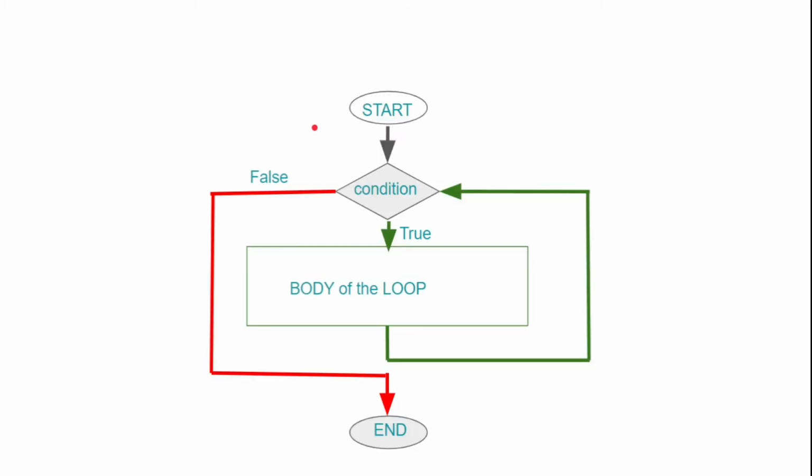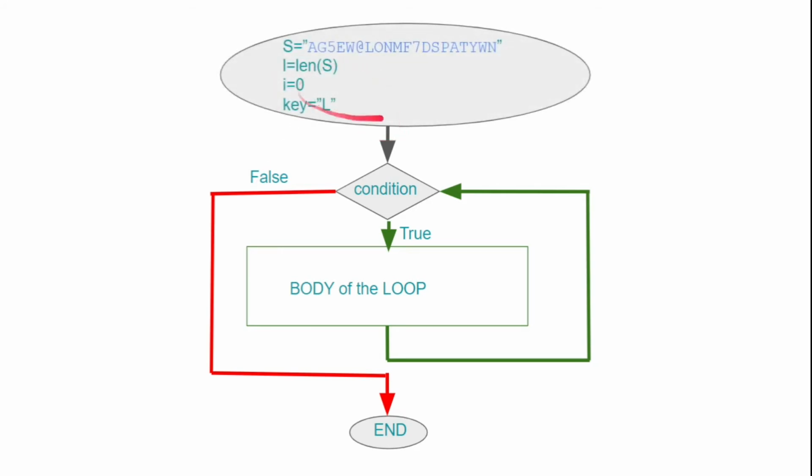Let's now see how we can write the flowchart of the example problem that we just saw. This is the default flowchart of the loop. If you want to write the flowchart for this example problem, in the start section you can write some initialization like this. That is, what is the string where you are doing the search, what is the length of the string stored in a variable, and use i equal to 0. I mean, we want to iterate over all the characters present in the string, starting with index 0 up to index L. That is why you write i equal to 0.